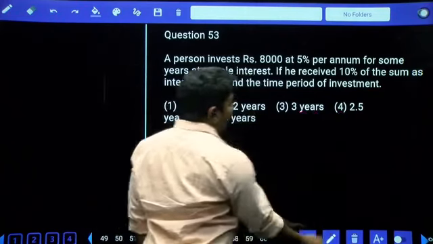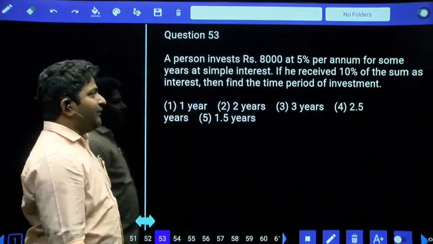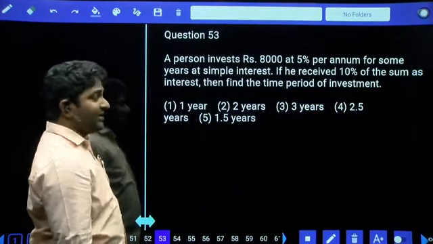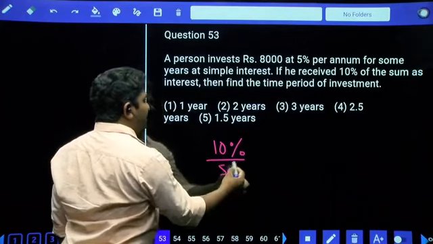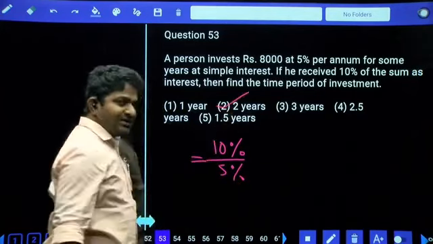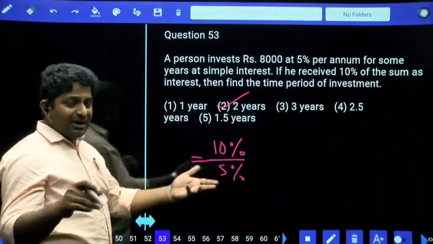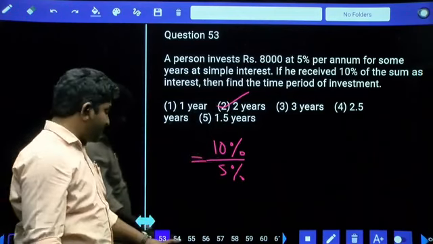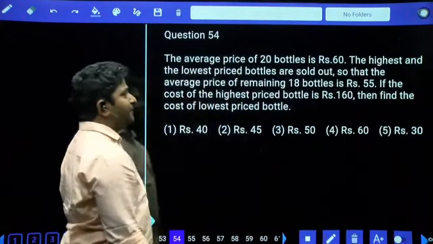A person invests 8,000 at 5% per annum for some years at simple interest. If he received 10% of the sum as interest, 10% he received at the rate of 5% per annum. So how many years in the sense 10% by 5%? 2 years is your final answer. 1 year we are getting 5%. When you are getting 10%, that is equal to 2 years only. 2 into 5, 10%.